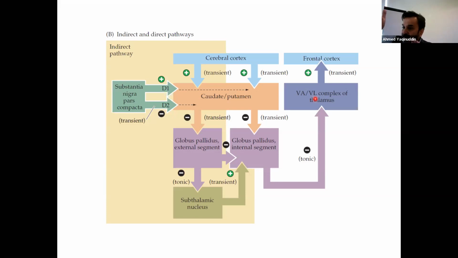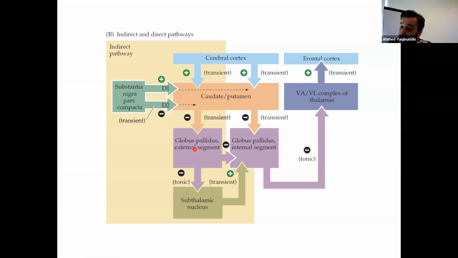So you are activating the muscle movement through the direct pathway, and you are inhibiting the muscle tone and muscle movement through the indirect pathway to fine tune the movements. The indirect pathway also works through the substantia nigra compacta through D2 receptors. So if the dopamine binds to D2 receptors in the striatum, this will transiently inhibit the globus pallidus externa.